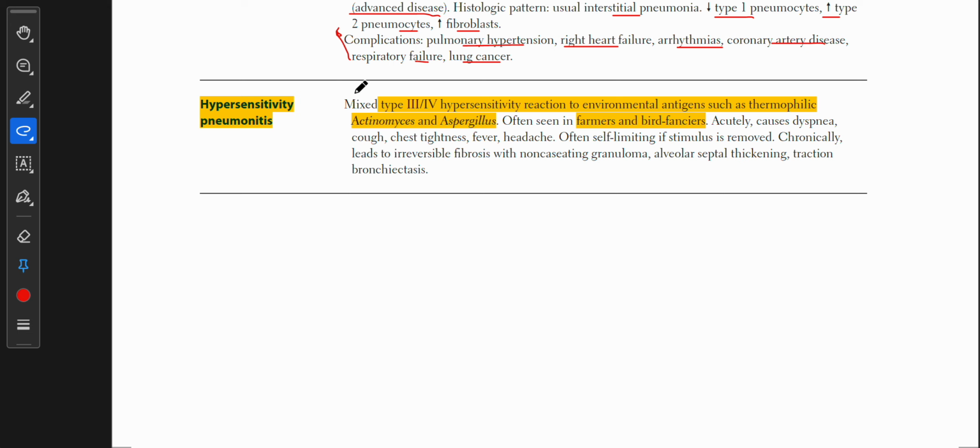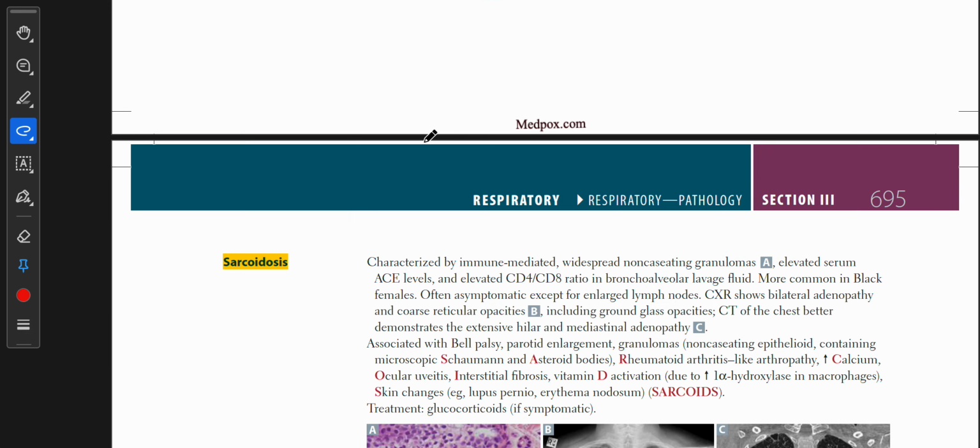But in chronic cases, and it is also self-limiting, right? Causes dyspnea, cough, chest tightness, fever, and headache. But in chronic case, it causes irreversible fibrosis with non-caseating granuloma, alveolar septal thickening, and traction bronchiectasis. These are the symptoms of hypersensitivity pneumonitis.